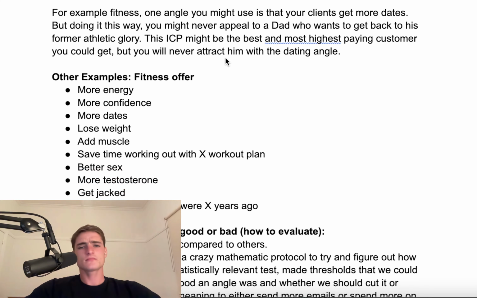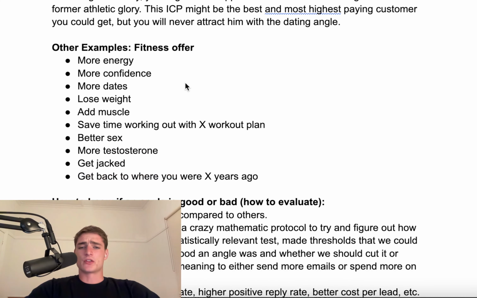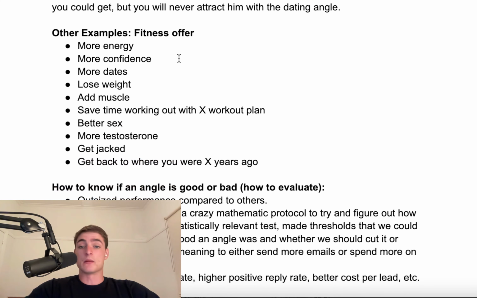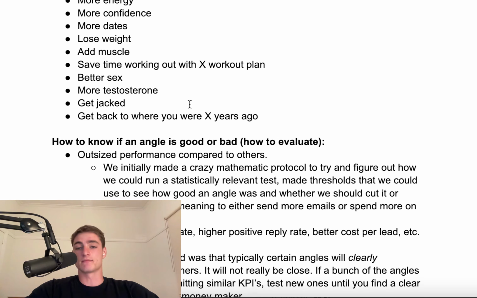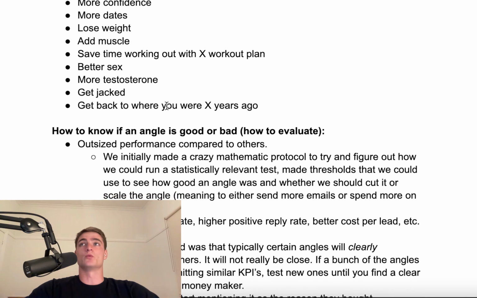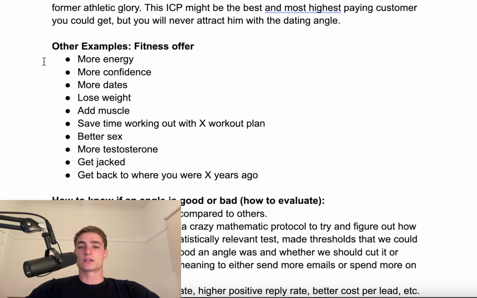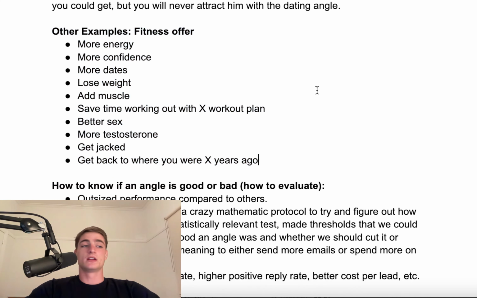So definitely worth testing. In terms of other examples for a fitness offer, you might sell more energy, more confidence, more dates, lose weight, add muscle, save time working out with X workout plan, better sex, more test, get jacked, or get back to where you were years ago. So basically the reason I tell you this is because if you're doing a B2B service, that's typically who I work with, if you're selling agency services or software services, you want to look at the exact problem that you are solving and then look at all the different angles, the different ideas that I can come up with. And we'll talk about that more in a second.